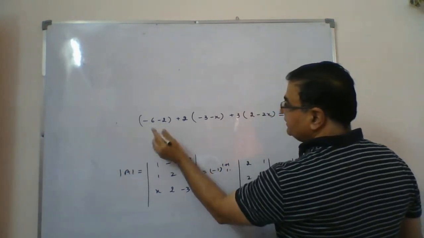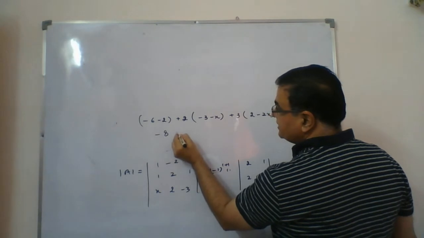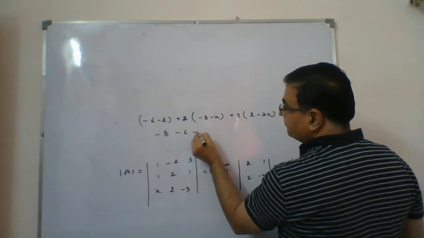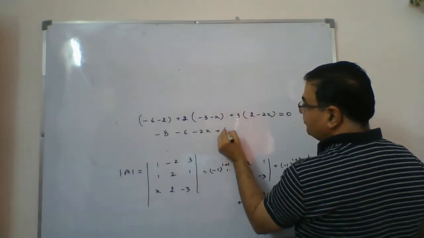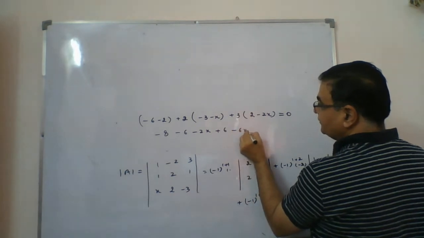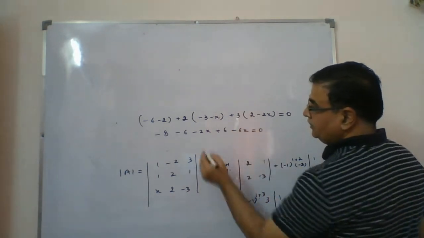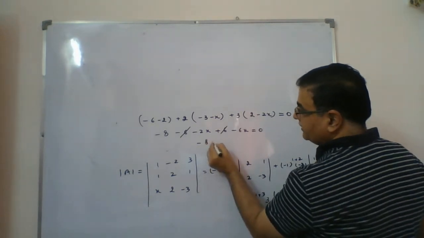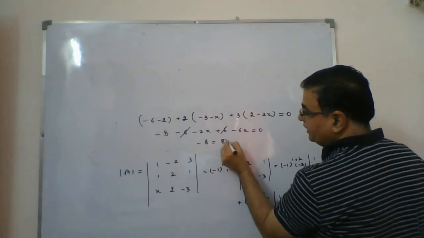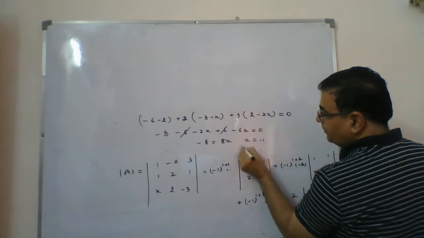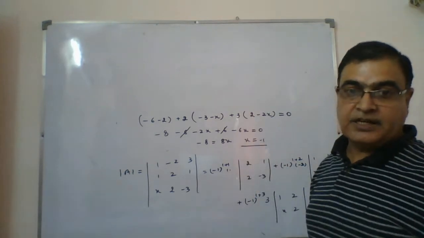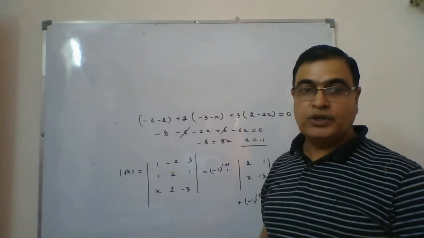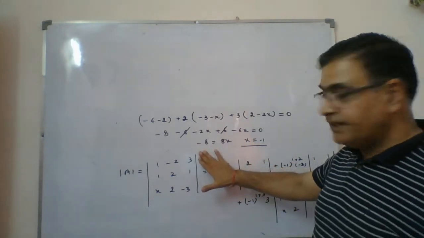So minus 6 minus 2 is minus 8, minus 6 minus 2x plus 6 minus 6x equals 0. So 6 and 6 cancel out. Left is minus 8 equal to 8x. So x is minus 1. So when x is minus 1, we will say it is a singular matrix.